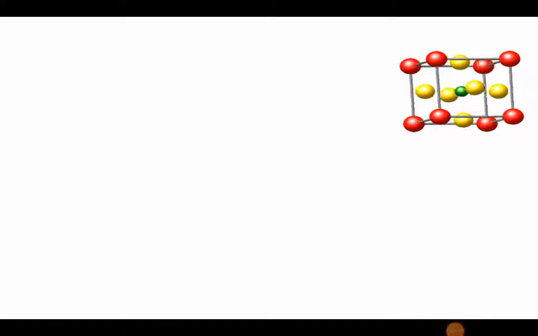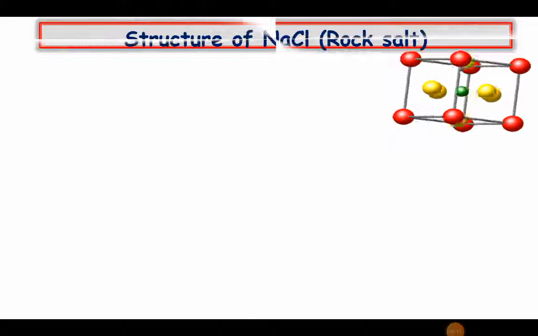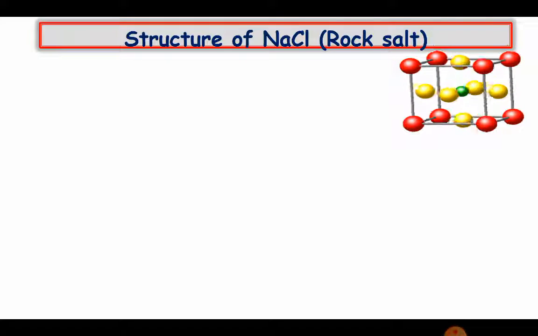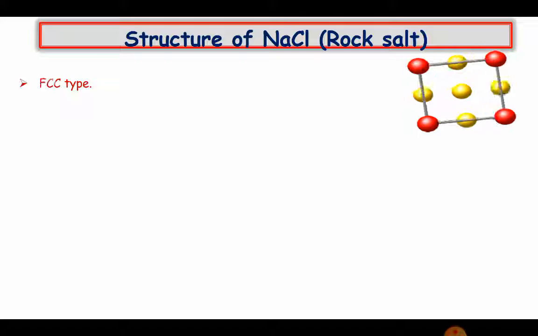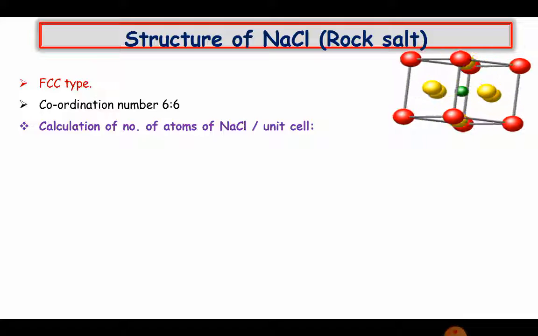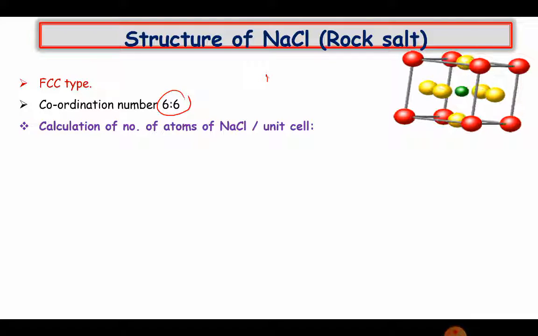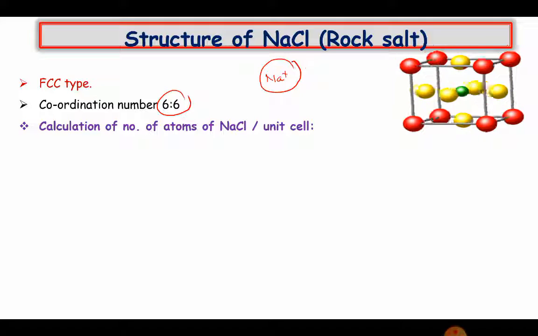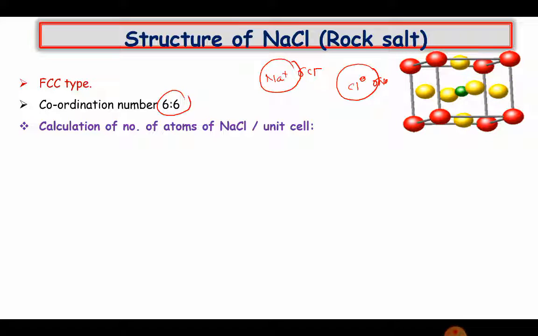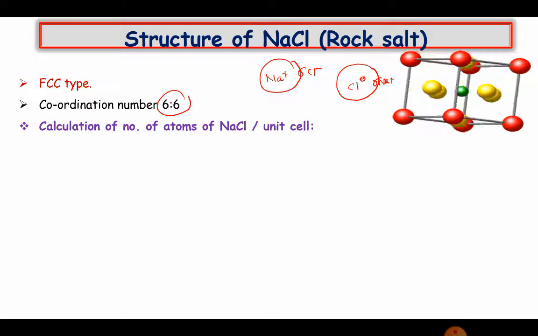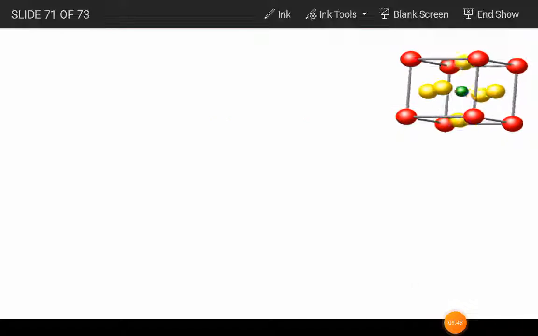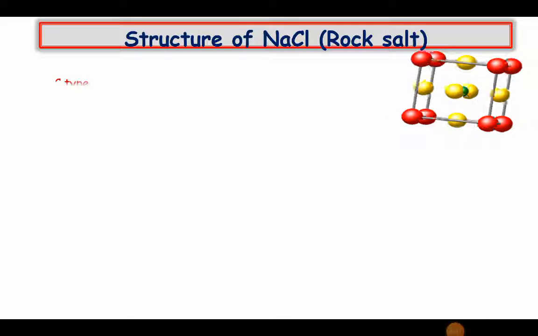So let's see some examples of ionic crystals. The first example of an ionic crystal is rock salt, also called sodium chloride. This is the structure, or animation, of sodium chloride, and you know that sodium chloride is an example of a face centered cubic structure, where the coordination number is 6:6. It means each Na plus is surrounded by 6 Cl minus ions, while each Cl minus ion is surrounded by 6 Na plus ions. Now the calculation of the number of atoms.